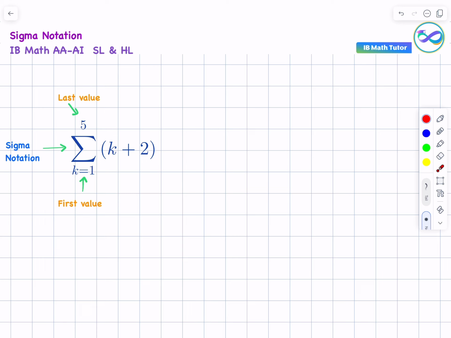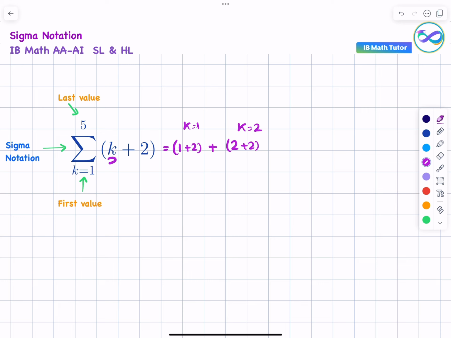Now, to evaluate this sigma notation, we start and replace the first value of k, which is 1. So here we replace k by 1. So we would have 1 plus 2. So here, when k is equal to 1, plus now, we go up to the next whole number, which is 2. So we replace k by 2. So we will have 2 plus 2. So this is when k is equal to 2.